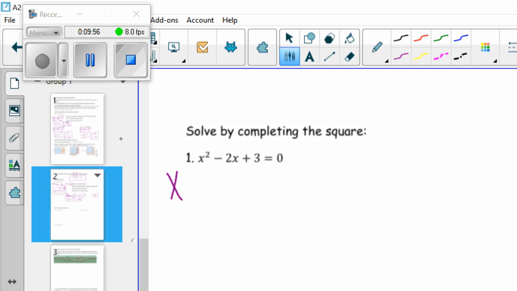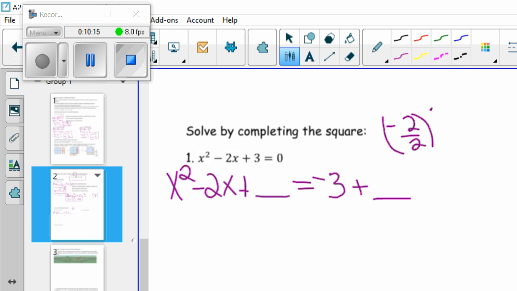So x squared minus 2x plus some number equals, move the 3 to the other side, negative 3 plus, again, some number. So now what number are we going to be adding to both sides? So that's the b divided by 2 quantity squared. So negative 2 divided by 2 squared.